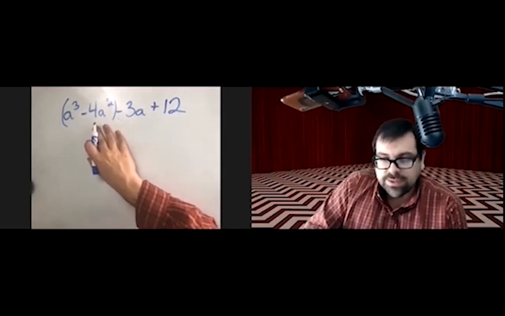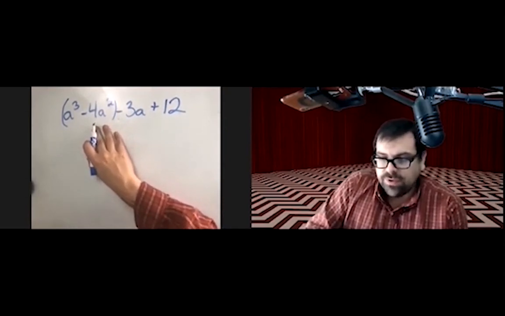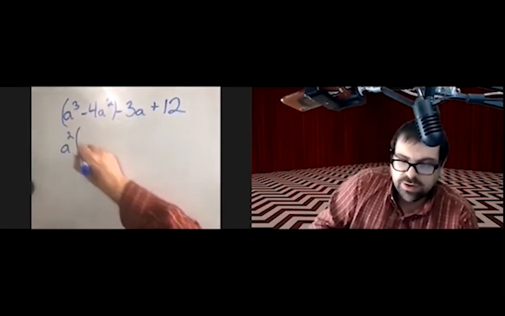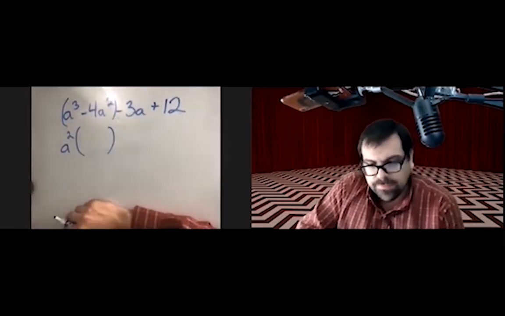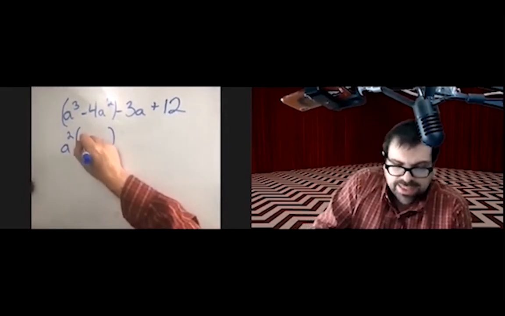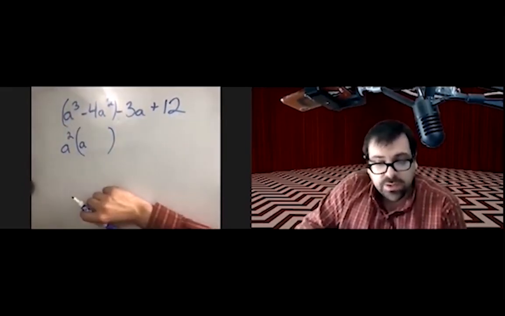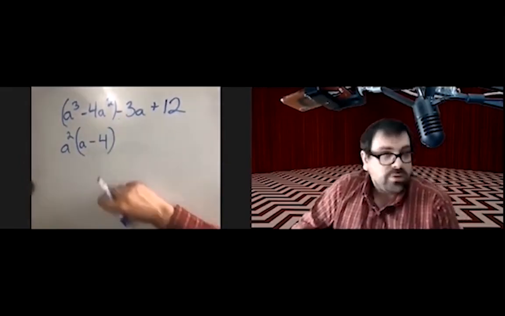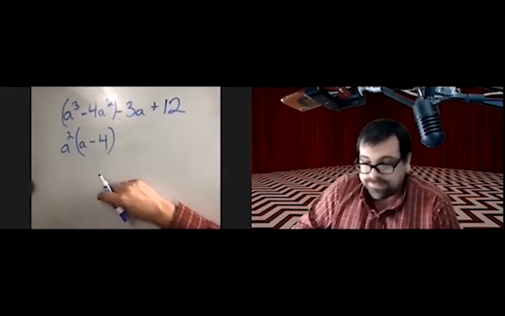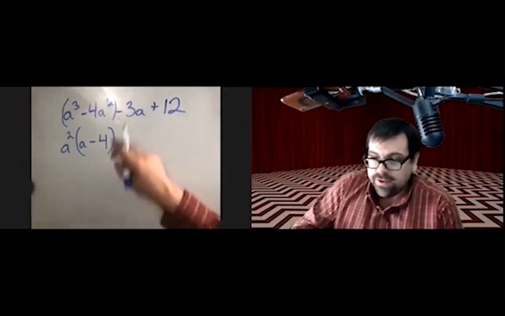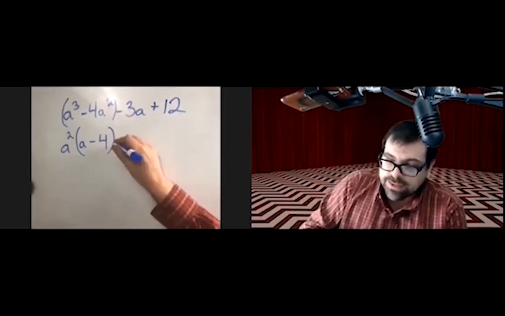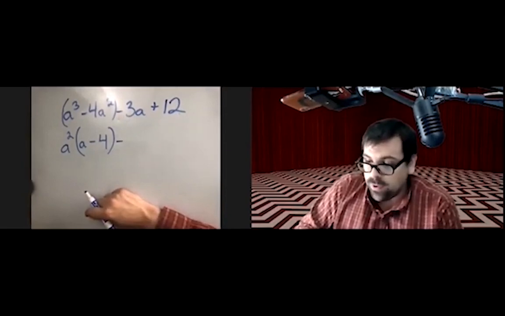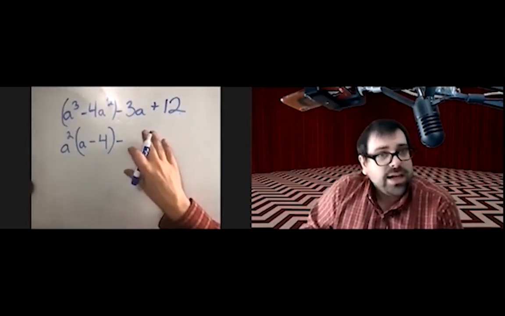A cubed and a squared both have an a. Lowest power shown is a squared, so out it goes. A squared times a would be a cubed. A squared times negative 4 would be negative 4a squared. This grouping is followed with a minus. Bring the minus down. Whatever we factor out next will be negative.